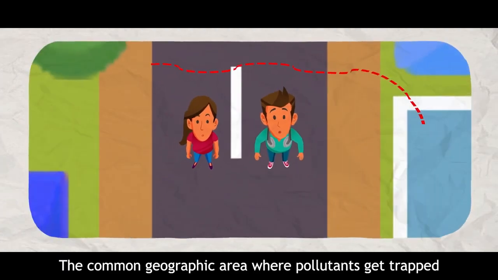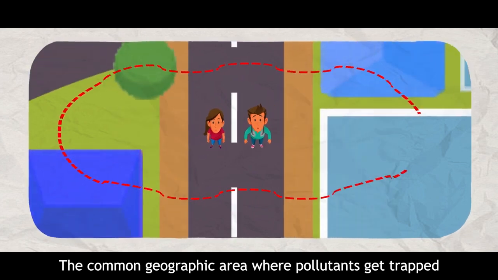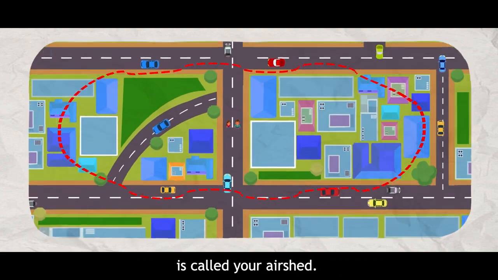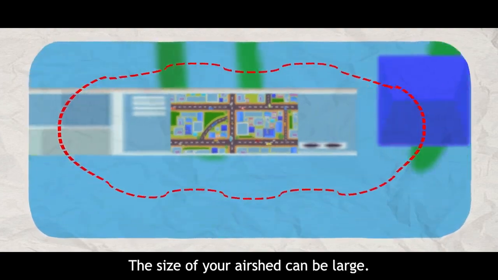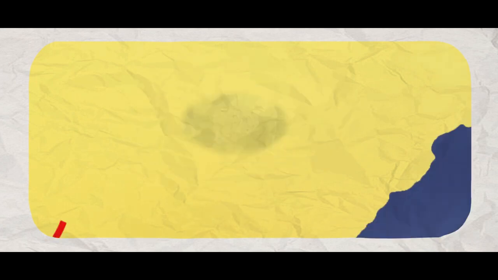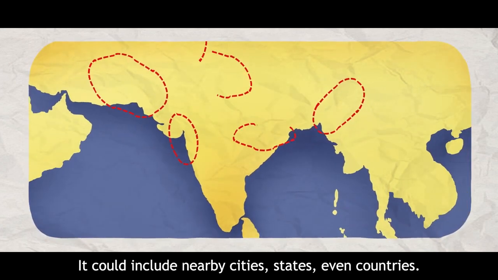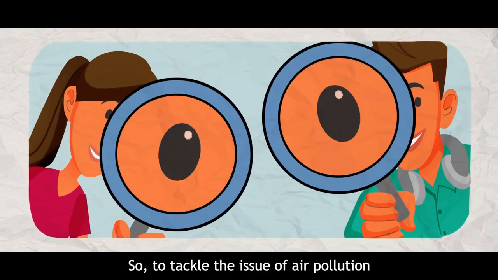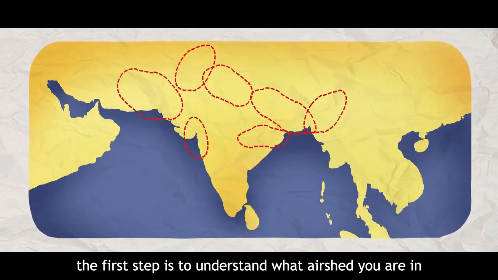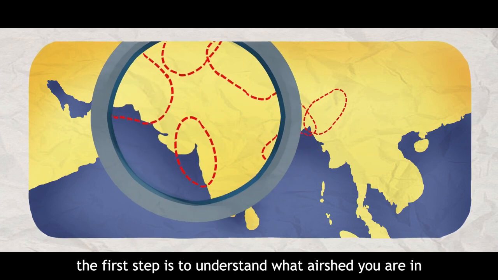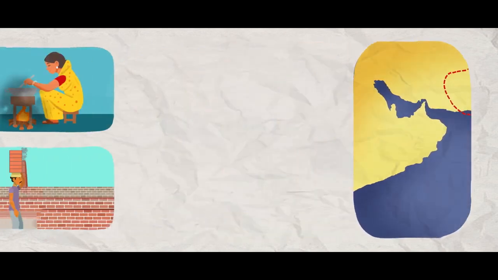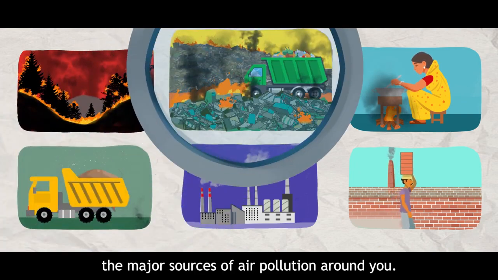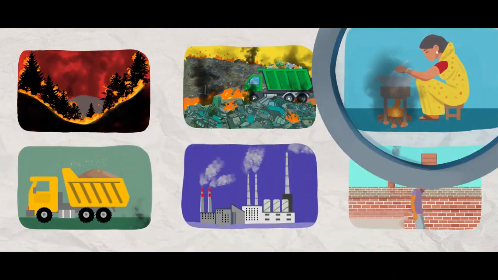The common geographic area where pollutants get trapped and create similar air quality for everyone is called your airshed. The size of your airshed can be large. It could include nearby cities, states, even countries. So, to tackle the issue of air pollution, the first step is to understand what airshed you are in. And step 2 is to find out the major sources of air pollution around you.